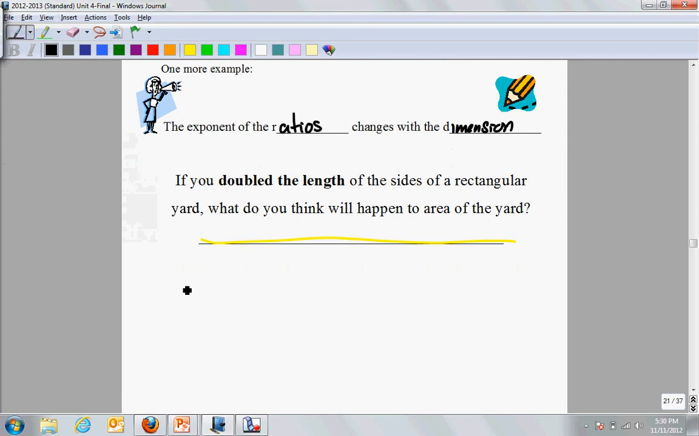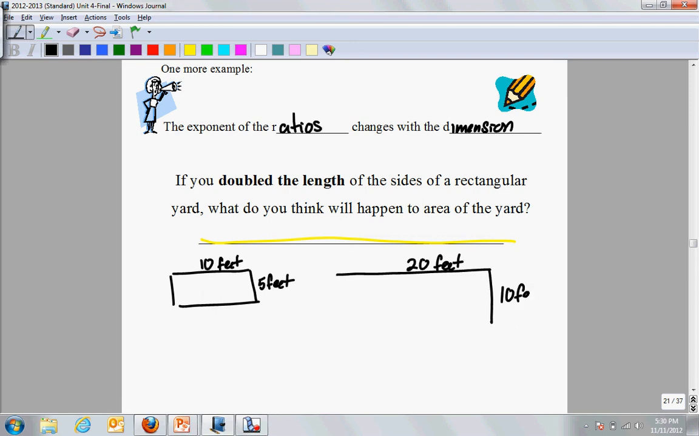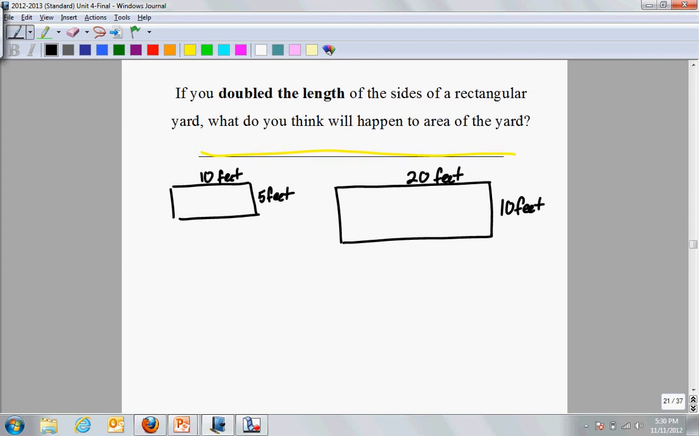Let's actually check this out. Let's say we have a yard here that is 10 feet by 5 feet. Let's double all the side lengths. So 10, we're going to double 10, we get 20 feet. And double this side, we get 10 feet. Now, our first dimension ratio, which is our scale factor, remember that side over side, 10 to 20, is a 1 to 2 ratio.